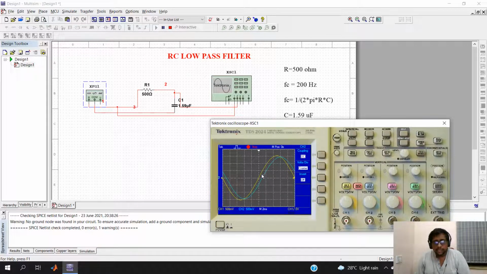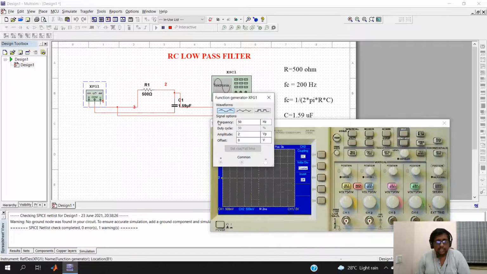So input is yellow color. You can see that 2 volt is the peak in both the positive and negative direction, and you can observe the output, which is the blue color. There is no attenuation which is going to take place. Now what will I do? I'll again run. Then I'll increase the frequency to 100 hertz.